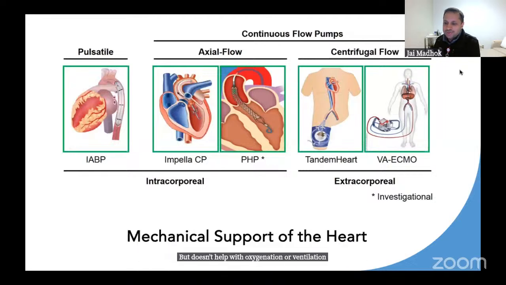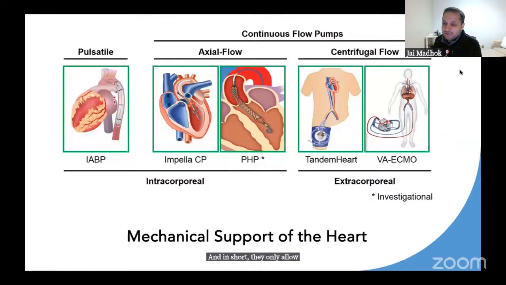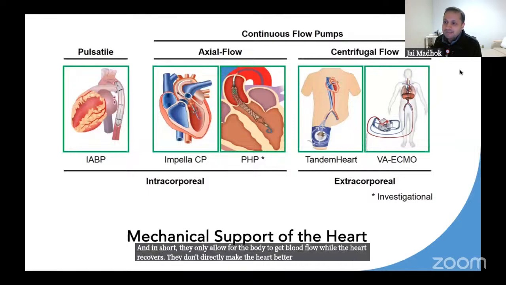And as you head towards the last part of the slide, on the veno-arterial ECMO side, you get both cardiac and pulmonary support for the failing heart and the failing lungs. Obviously very resource intensive and very complex to manage on a day-to-day basis. And in short, they only allow for the body to get blood flow while the heart recovers. They don't directly make the heart better. If anything, they add more stress to the heart.